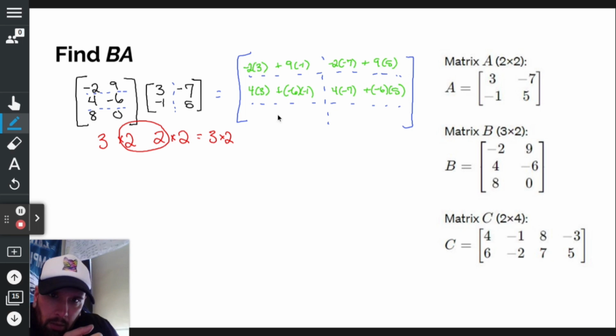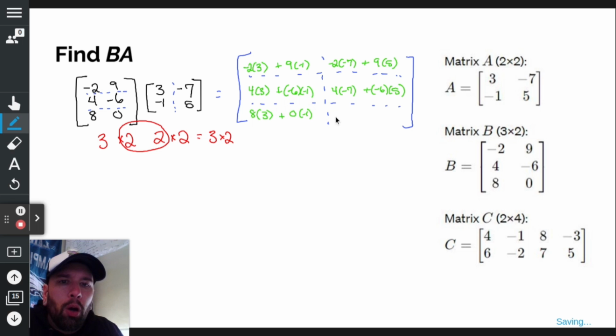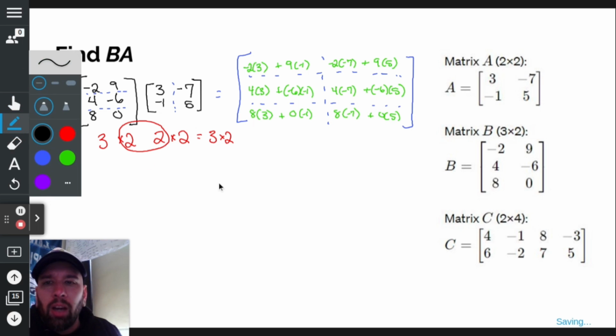Okay. Third row, first column, 8 times 3 plus 0 times -1. Third row, second column, 8 times -7 plus 0 times 5. Now it's just PEMDAS a bunch of times.